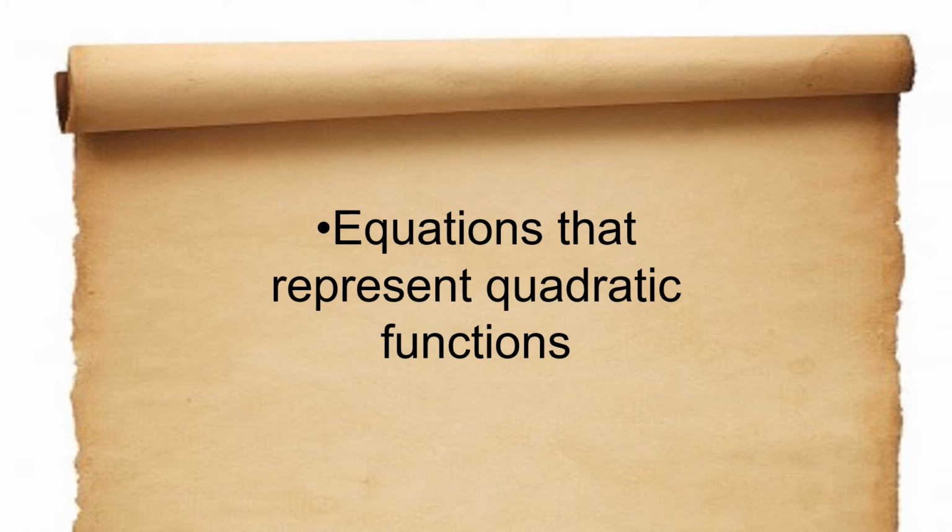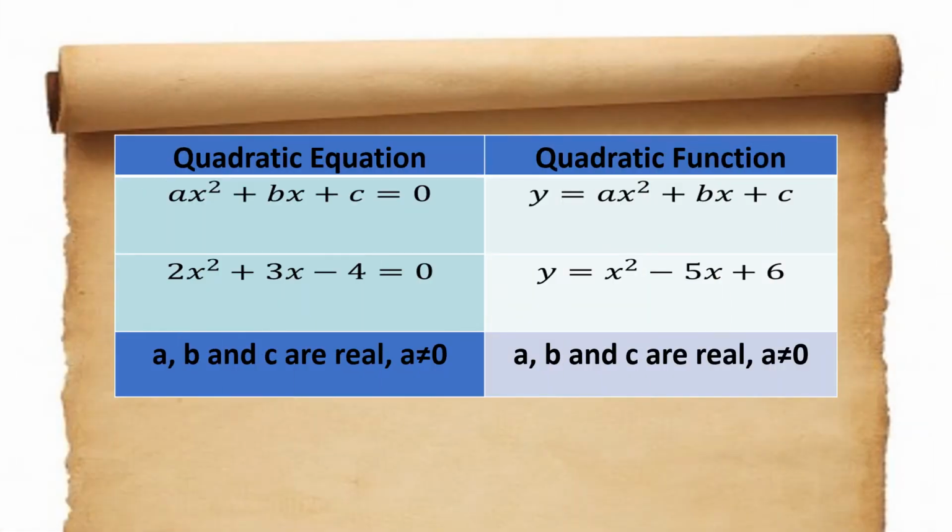Okay, let's proceed to equations. So we're done with real-life models. So we will have equations that represent quadratic function. Okay, so here we have a table, quadratic equation and quadratic function. We will differentiate the two. So in quadratic equation, we have ax squared plus bx plus c equals 0. An example of that is 2x squared plus 3x minus 4 equals 0. Wherein a, b, c are real numbers and a should not be equal to 0. Okay, so we already know this previously.